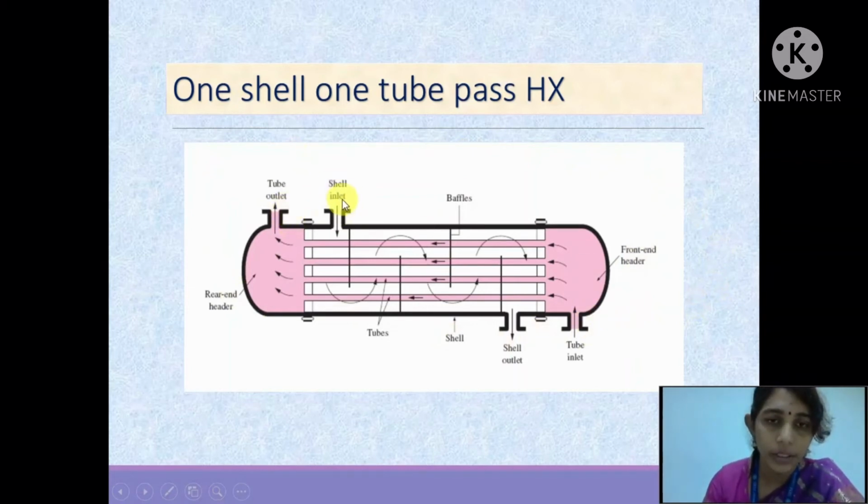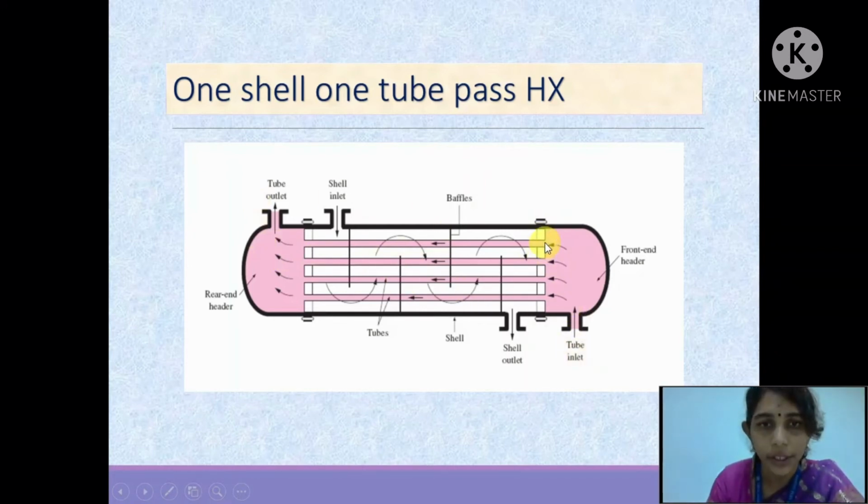The fluid which is entering the shell is called the shell fluid, and the fluid which is passing through this tube is called the tube fluid. So there will be a shell fluid, there will be a tube fluid, and a header is nothing but a plate on which all the tubes are attached, on this end as well as on the other end. And here you can see the tube inlet and this is the tube outlet.